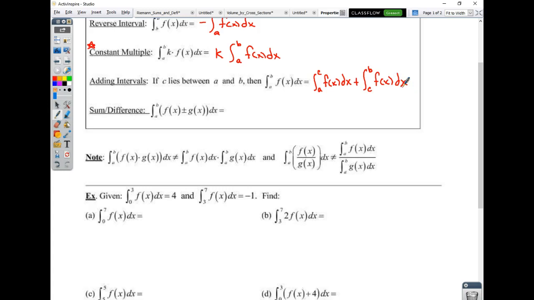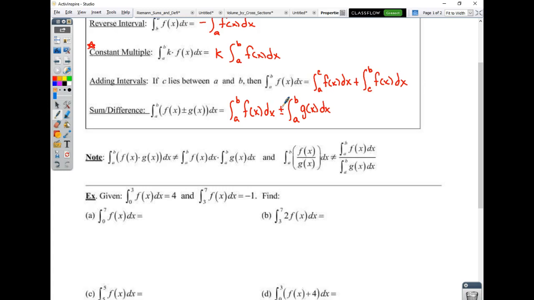And last but not least, if I have an integral of a sum or difference, I can go ahead and split it, and we find out that the integral of a sum or difference is the sum or difference of the individual integrals.